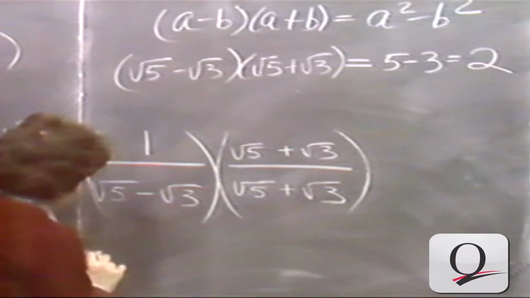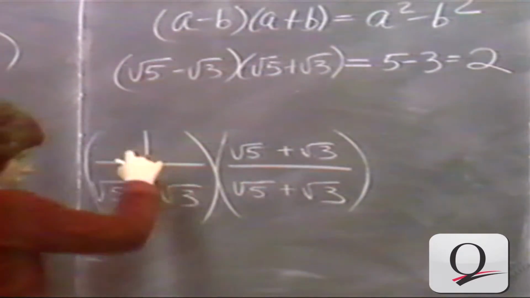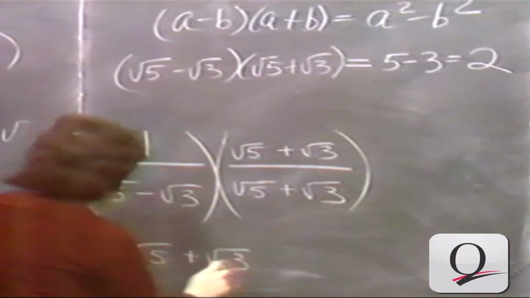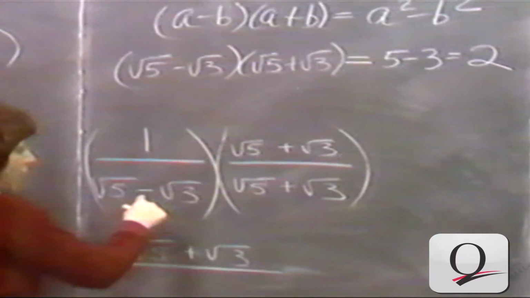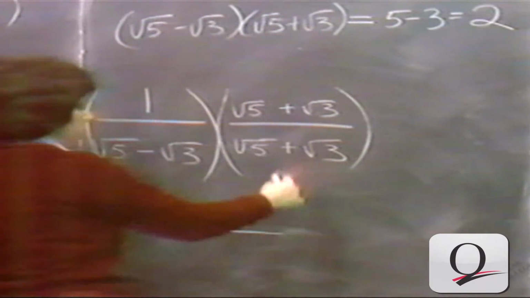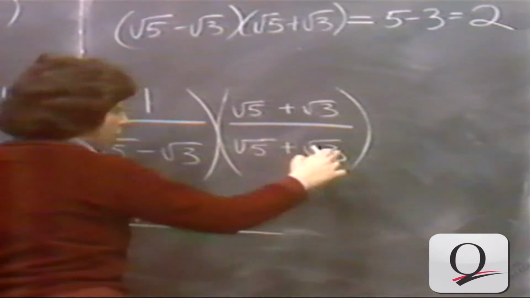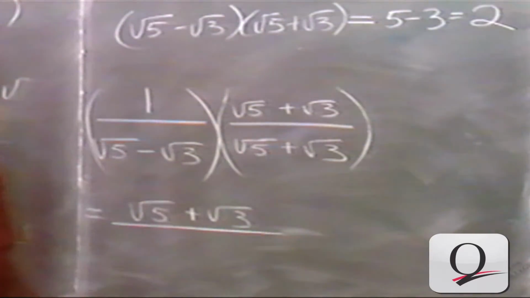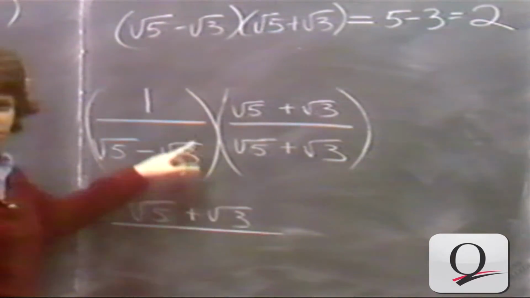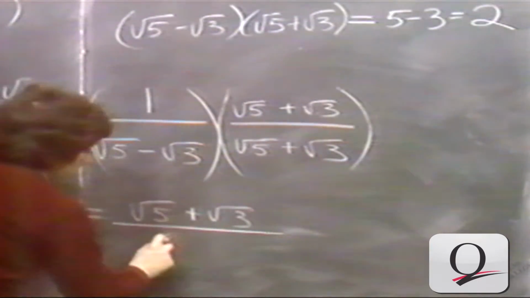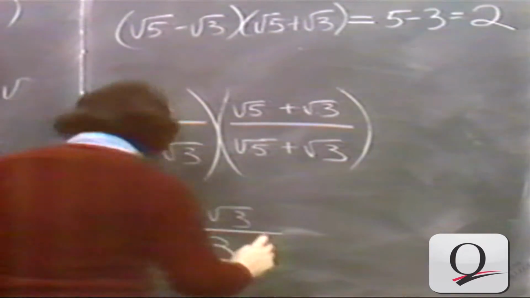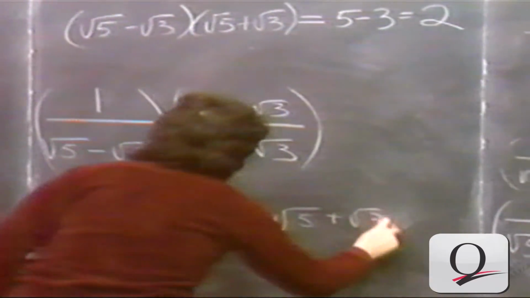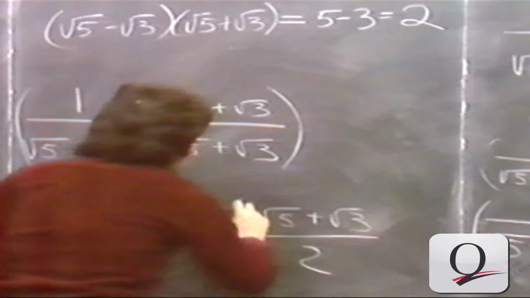Now, this has been chosen because on the top, we have just 1 times this, so you just get the square root of 5 plus the square root of 3. And on the bottom, we have a minus b times a plus b, the difference of two numbers times the sum of the two numbers, just what we have over here. So we're going to wind up with the square root of 5 squared minus the square root of 3 squared. That is 5 minus 3, or 2. So we get the square root of 5 plus the square root of 3 over 2.